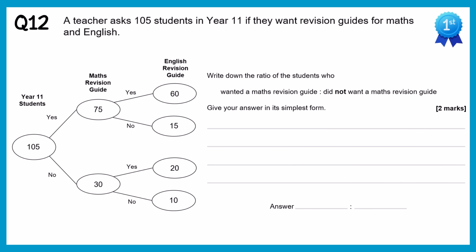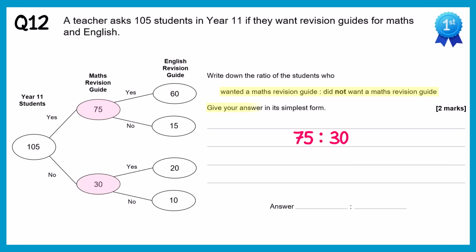For the second part of the question, we need to write a ratio. It's the ratio of those that wanted a maths revision guide to those that did not want a maths revision guide. We can see those that wanted a maths revision guide is 75, and those that did not is 30. So the ratio will just be 75 to 30.